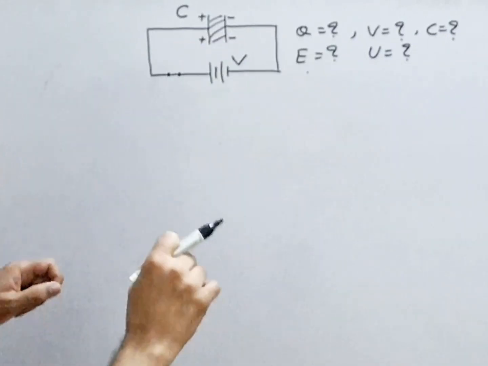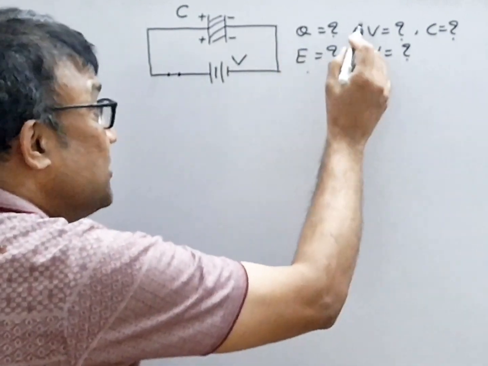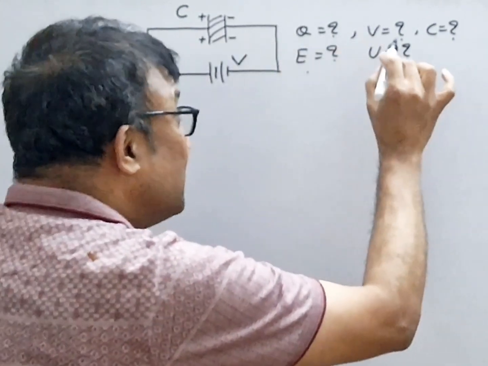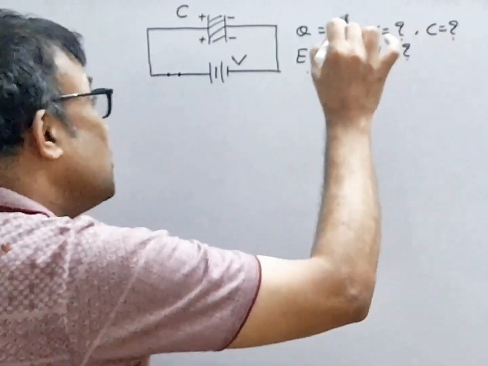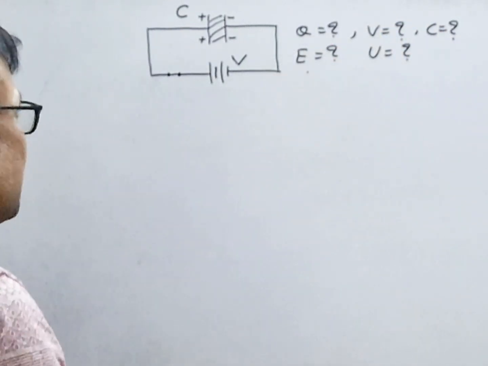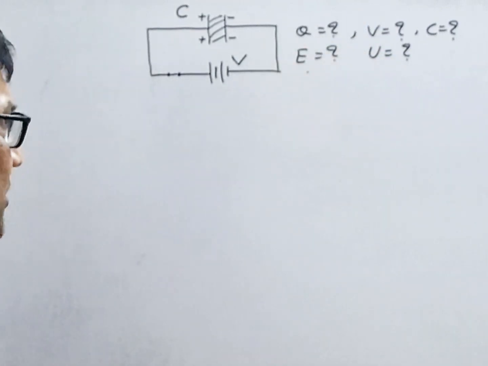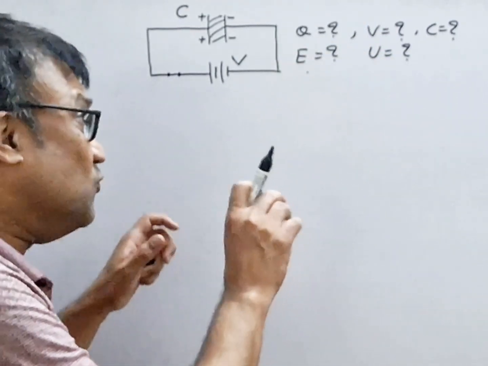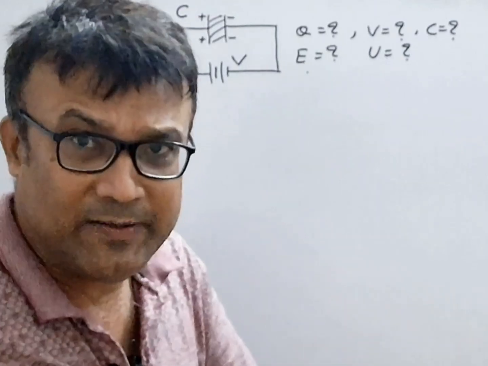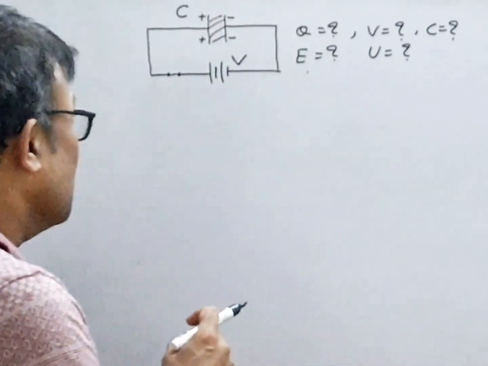connected, then what will be the effect on the charge of the capacitor, potential difference across the plates of the capacitor, capacitance of the capacitor, electric field between the plates of the capacitor, and the electric energy stored in the capacitor. Now we solve this one by one. Can you solve it by yourself? First try and then watch my solution.